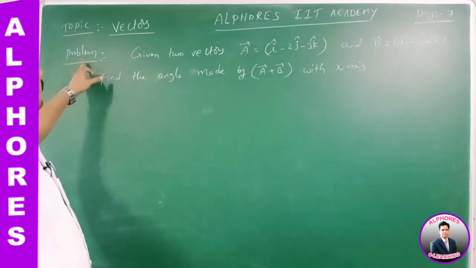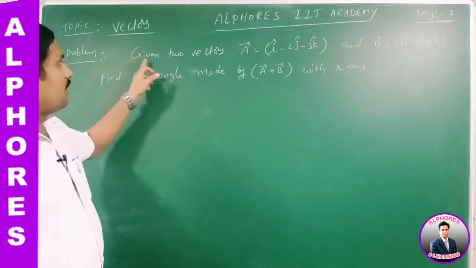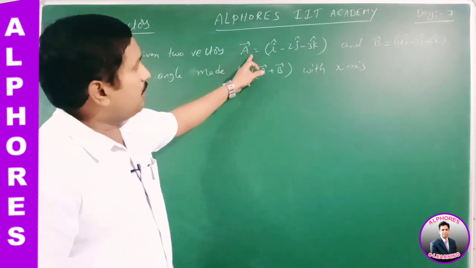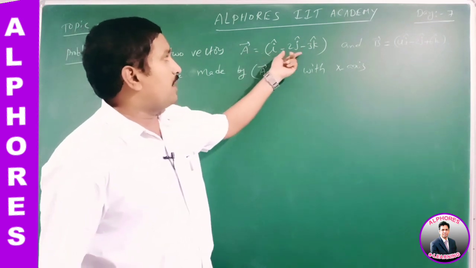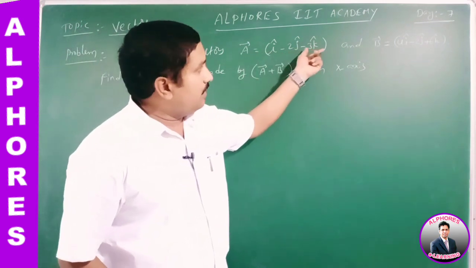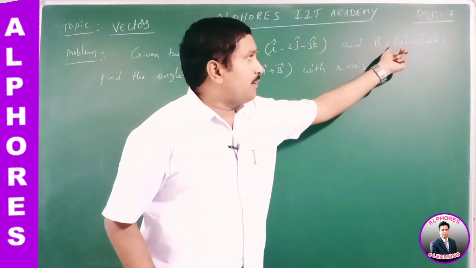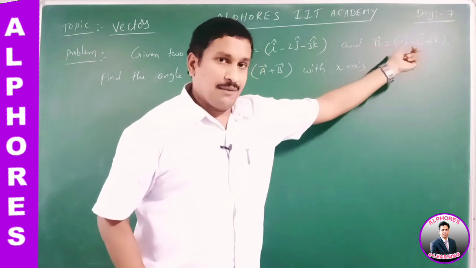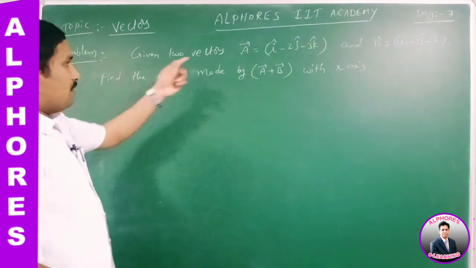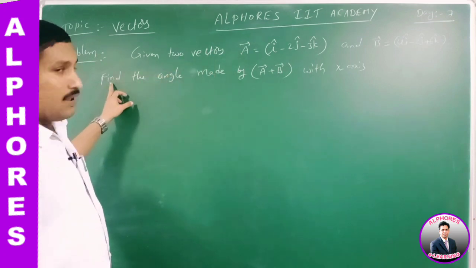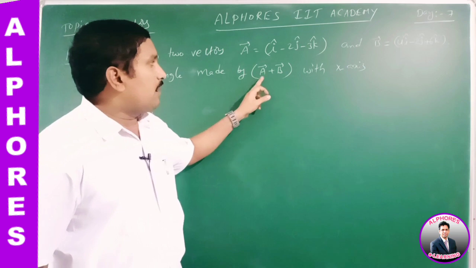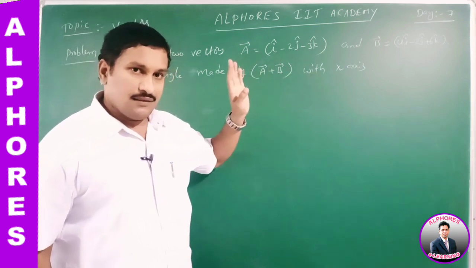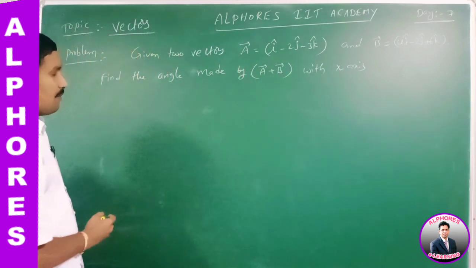Now actually the problem is: given two vectors a bar and b bar. Here I am giving a bar is equal to i cap minus 2j cap minus 3k cap, and b bar is equal to 4i cap minus 2j cap plus 6k cap. These are the two vectors. Now I have to find the angle made by a bar plus b bar with the x-axis. Now what is meant by a bar plus b bar here?